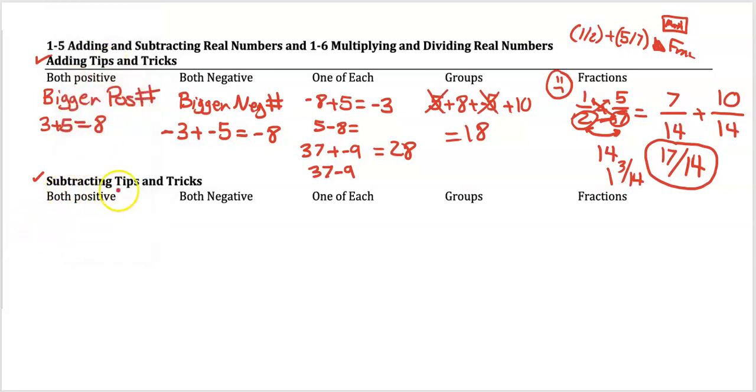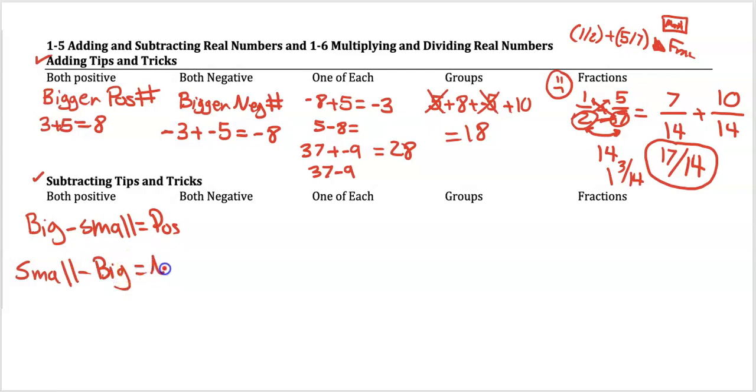Here we go. So, subtracting tips and tricks. Some things here, friends. A little bit of review here. If you take a big number minus a small number, it's going to be positive. If you take a small number minus a big number, it's going to be negative. So a little bit of review there.